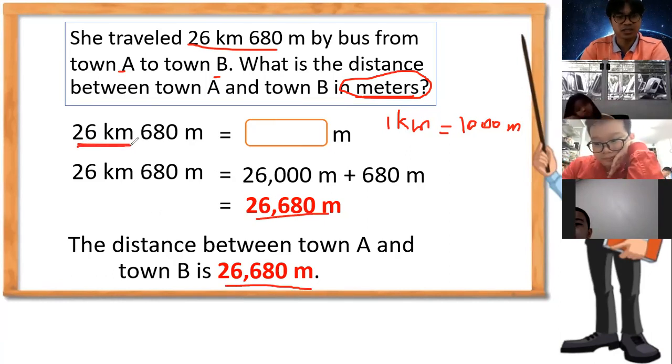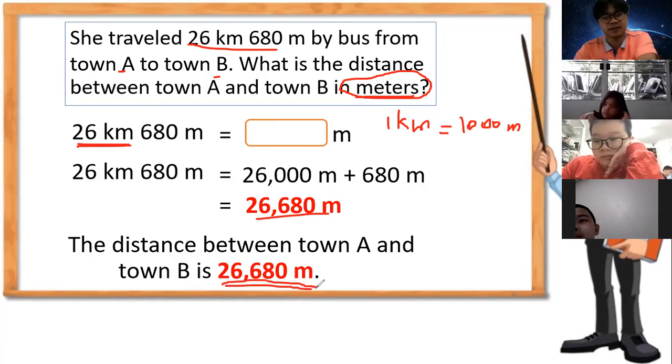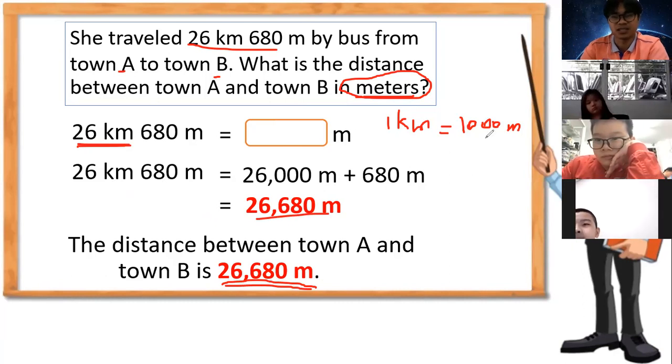26 kilometers is equivalent to 26,000 meters plus 680, and you got the answer here: 26,680 meters. All right, that's it.